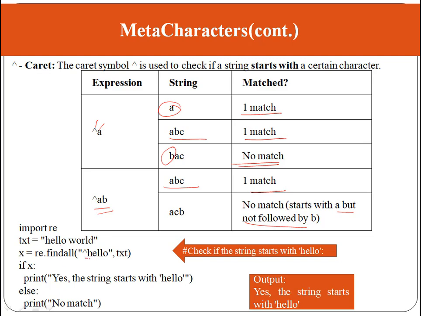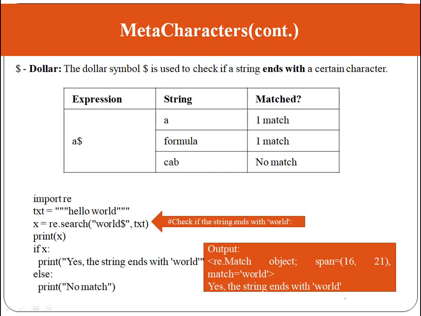So how can you do that? This is the pattern that you have defined, and re.findall. So if the string starts with hello, it matches, otherwise no match. In this way you can use it in your programming. Then dollar is for ending, ends with a certain character. Here A dollar: you can see A, it is one match. Formula, it is ending with A, one match; if it is not ending with it, no match. This is how you use it in your programming. re.search, re.findall, re.match, you can use any one.